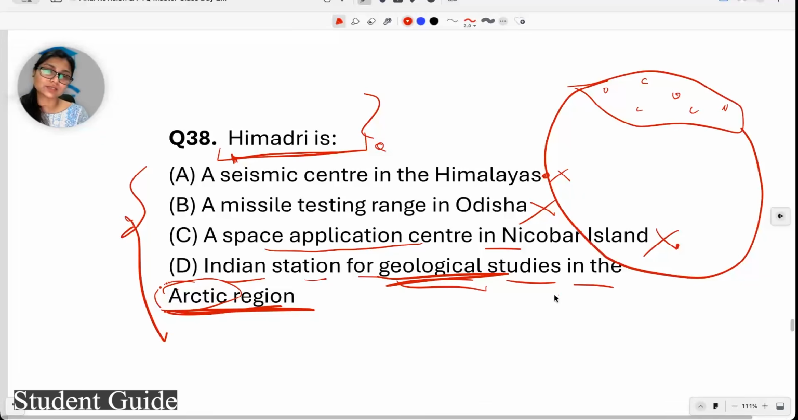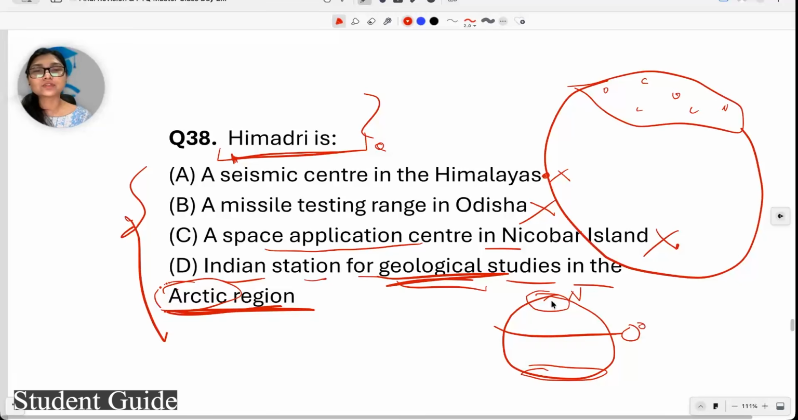You already know this. If this is the globe, then this portion is Antarctic and this portion is Arctic in the northern side, and this is the equator, 0 degree. Okay, so in the Arctic region, various countries have their research centers, and our Indian research center is known as Himadri, and it is in the Arctic region. You need to remember. Okay, Arctic, this one.